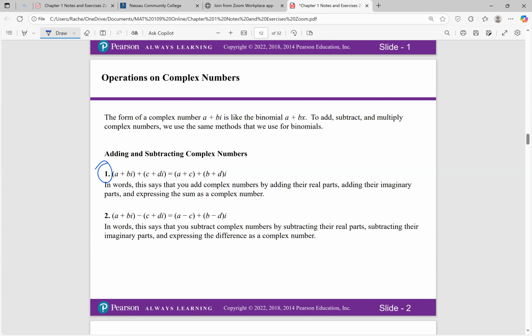So in words, this says that you add complex numbers by adding their real parts, adding their imaginary parts, and then expressing the sum as a complex number. Very similar for subtraction. Very important, though, that we keep the second complex number in parentheses when we subtract, because remember, we have to distribute the negative.